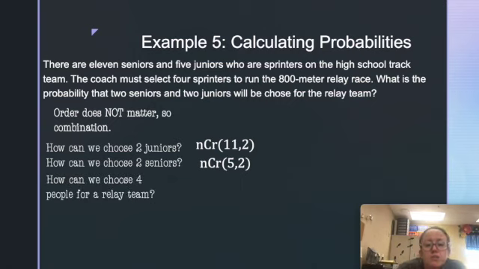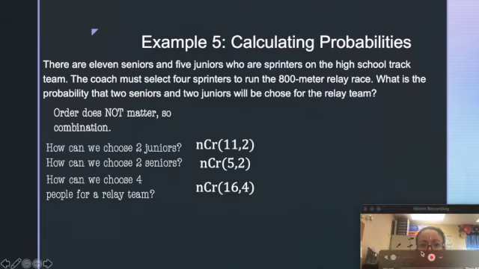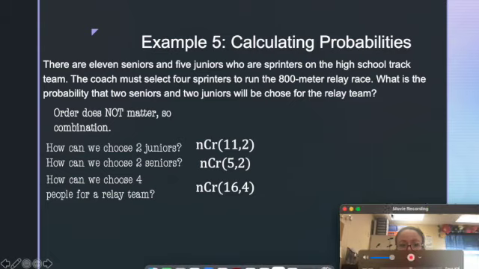How can we choose people for a relay team? So how many are there total? There's 5 plus 11 is 16, and we're choosing 4 of them.